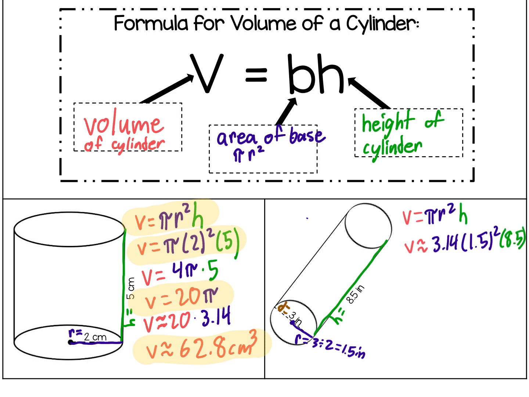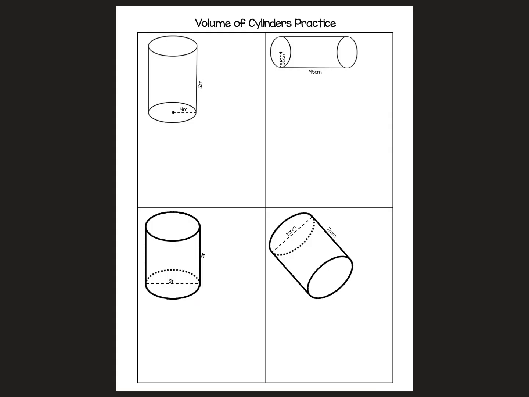Plugging into our formula, V equals pi r squared h, we get the volume is equal to 3.14 times 1.5 squared times 8.5. Typing all of this into the calculator, we get a volume of approximately 60 cubic inches. Now, because we used the approximate sign and not the equal sign, it is okay to round. That way, you don't have to write out the entire decimal, 60.0525. Now, pause the video and try the following 4 problems.